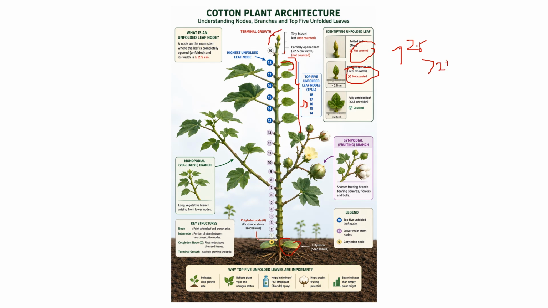Okay, this is the terminal point, and these are called monopodial branches or vegetative branches. The fruit bearing branches are called sympodial branches. Here, from where bolls will be formed, square formation takes place. After that comes boll formation, and after that boll development. So this is in brief about cotton plant architecture.